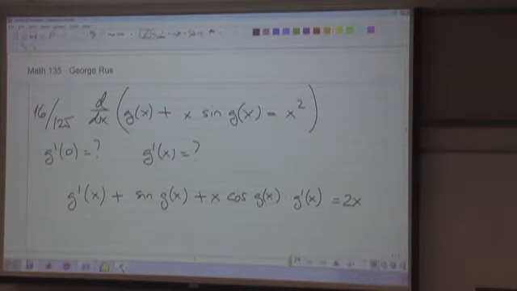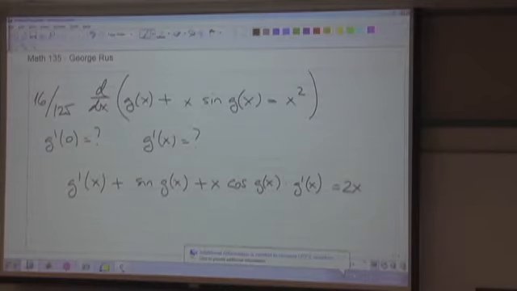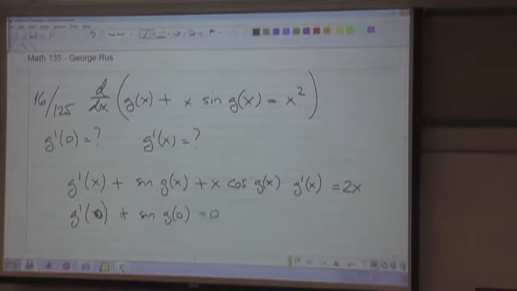Yeah, this is a semi-weird problem, because g prime of 0 plus sine of g of 0 is equal to 0. So g prime of 0 is equal to negative sine of g of 0. And we have no idea what g of 0 is.